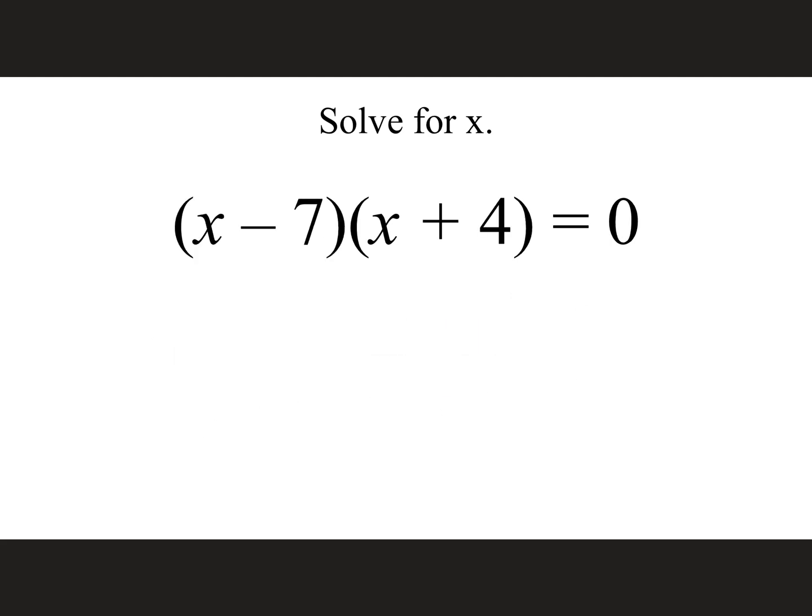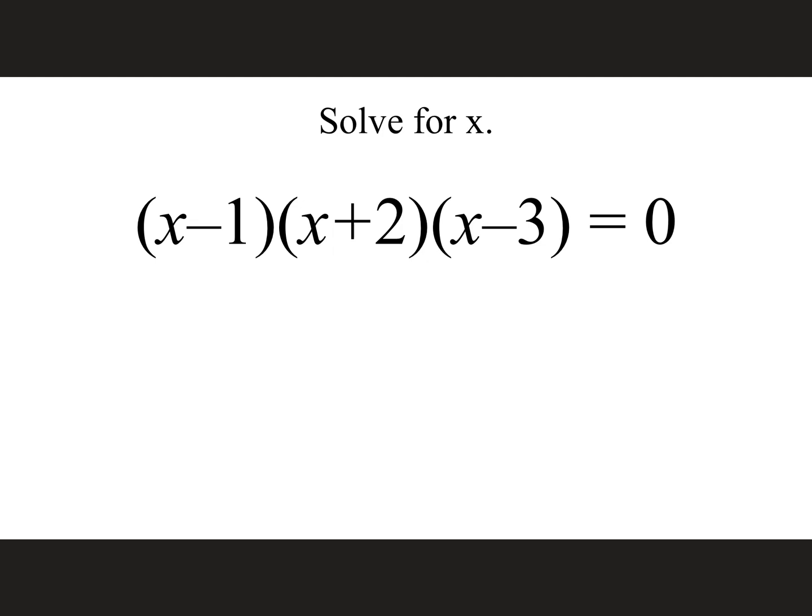Students actually tend to find this one easier because you don't have something hanging on the outside of a parentheses. So in this case, what would x have to equal to make this binomial 0? Well, 7. And what would x have to equal to make this binomial 0? A -4. And that's my answer. And again, it's very important that before you start solving for x, this side has to have a 0.